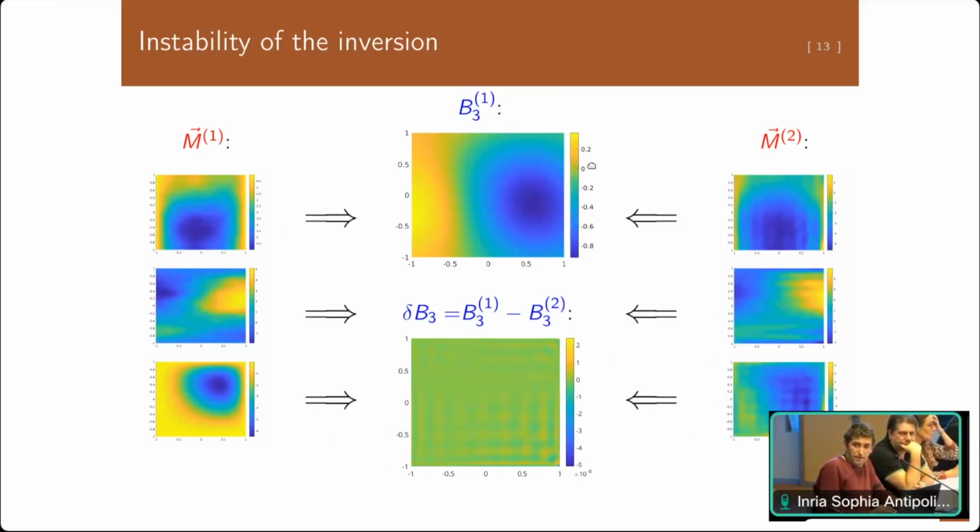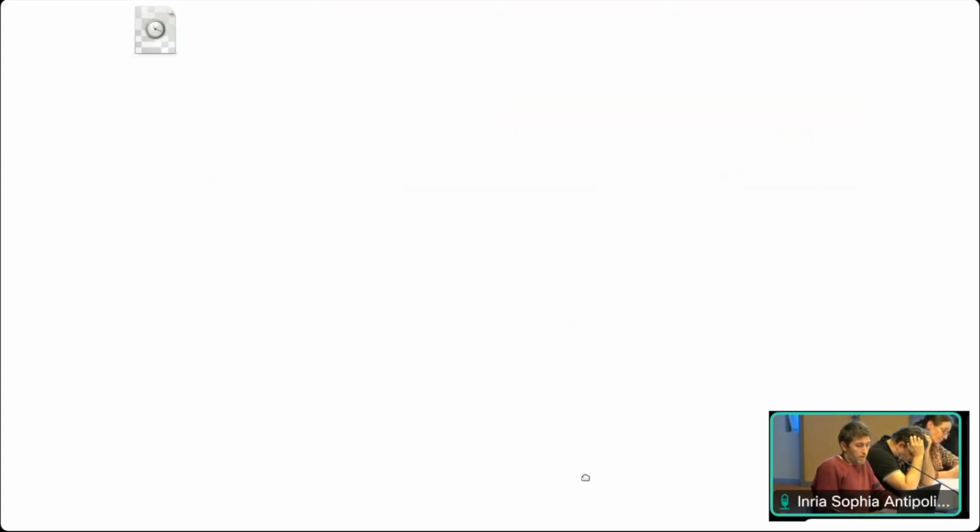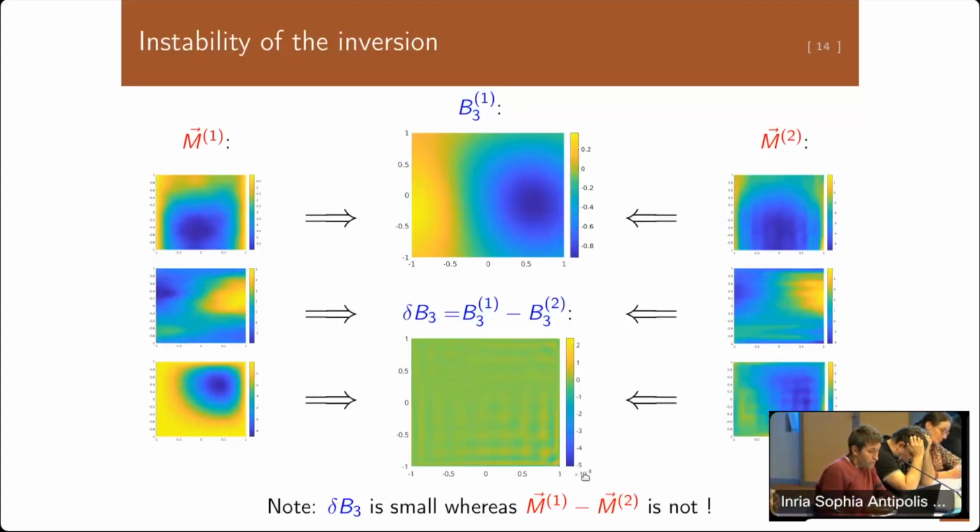And now on the right we have magnetization which is not equivalent to the magnetization on the left, but produces a field which is extremely close to the one produced by the first one. But yet the magnetization is not that close. For example, if we compare this last component of the magnetization, they look quite different, and yet the difference in the produced field is of order 10⁻⁸. So the reconstruction issue is very unstable.